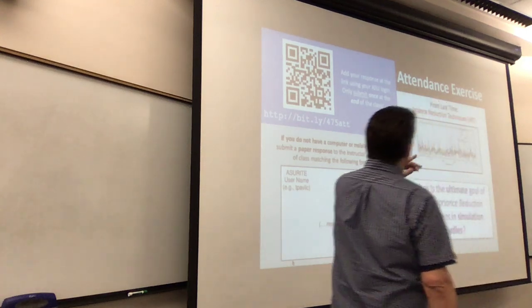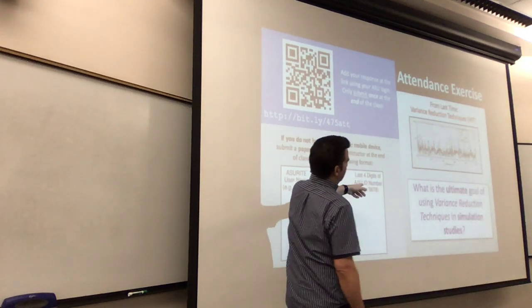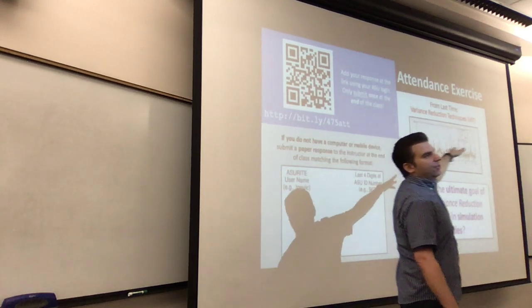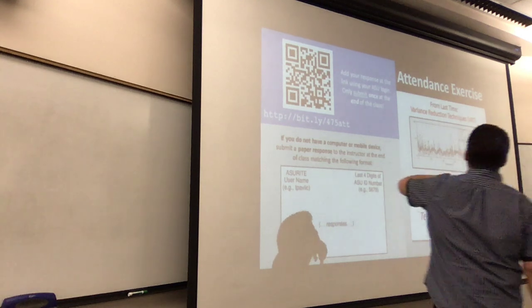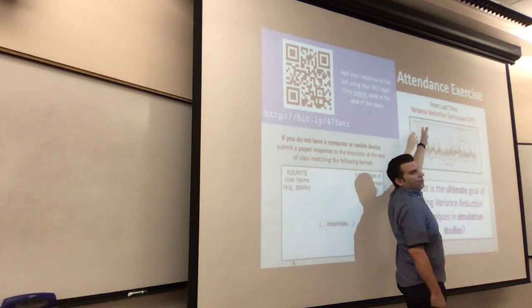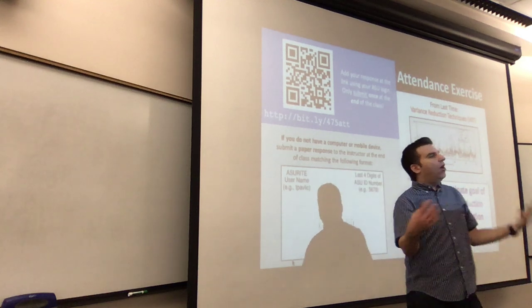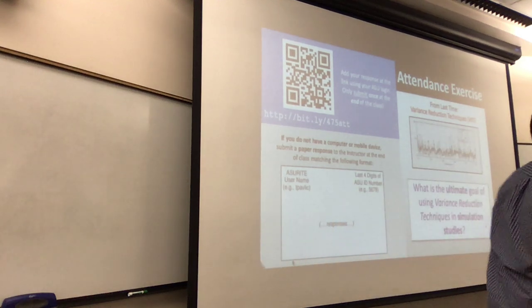Now let's do a quick attendance exercise for today. Just to jog everyone's memory, we've been talking about variance reduction techniques for Unit K all last week. Obviously the short-term goal of variance reduction techniques is to reduce variance. It's right in the name. But what's the ultimate goal? Why do we care about reducing variance?